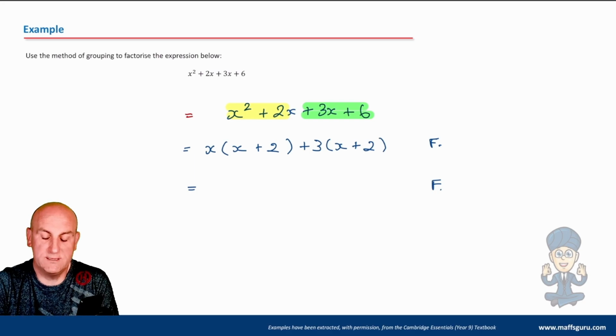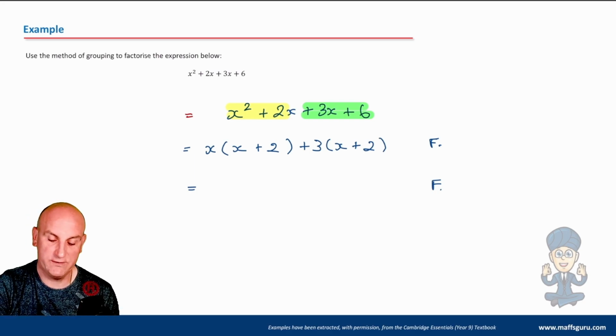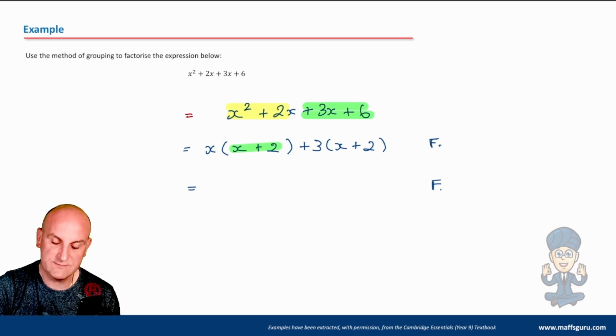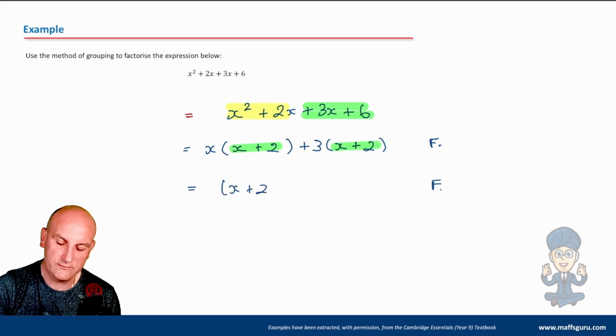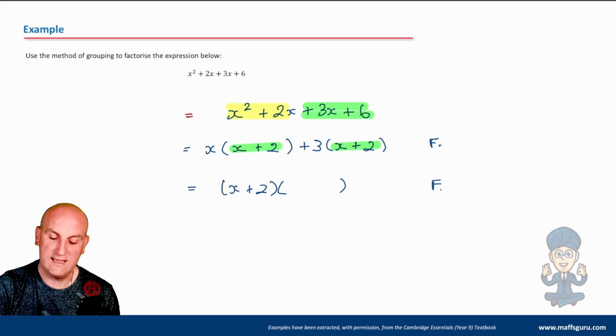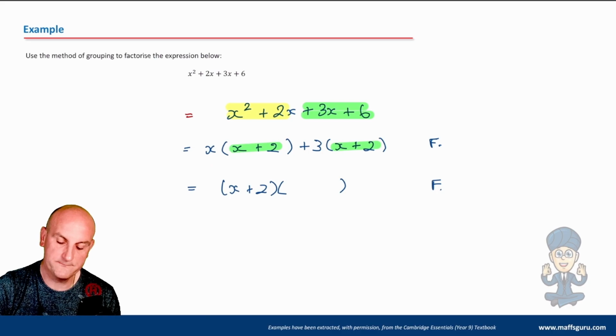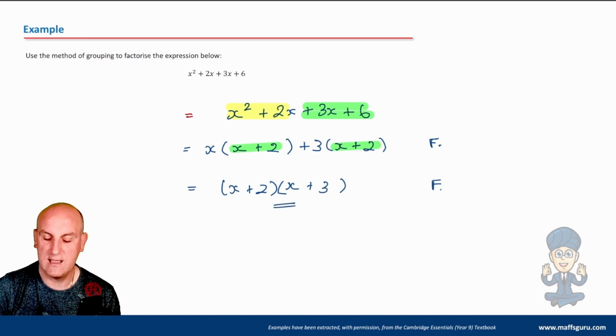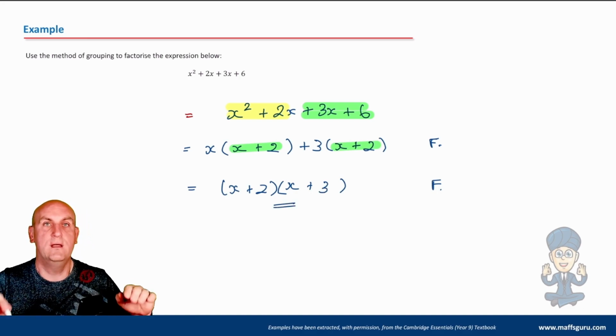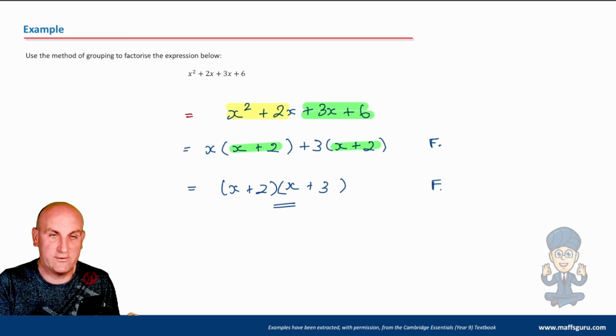Because what do I notice is common to both of those terms? X plus 2. So I now notice that x plus 2 in the brackets is common. So I'm going to write that outside a set of brackets. And what do I get left? Well, if I divide by the x plus 2, I get just the x left. And if I divide this by the x plus 2, I get plus 3 left. And ka-ching, I suddenly have it in my binomial product form, or my factorized form.